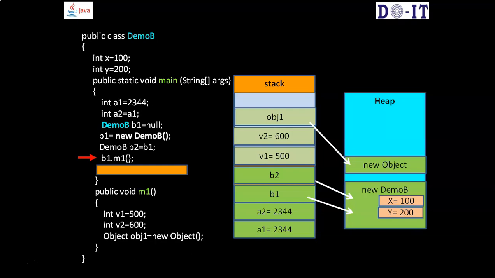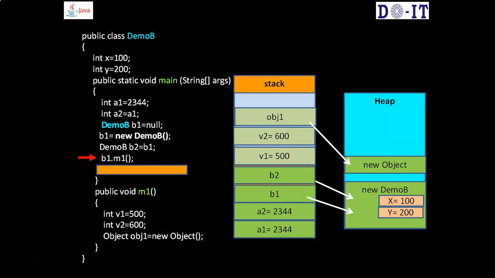So when you execute the line obj1 = new Object, obj1 is loaded in the stack. It's a local variable, a reference, and 4 bytes of memory will be allocated to it. The new Object statement will create an object in the heap, and the address of that new object will be stored in obj1. With that, M1 execution comes to an end.